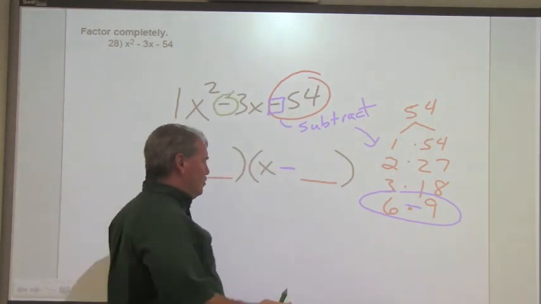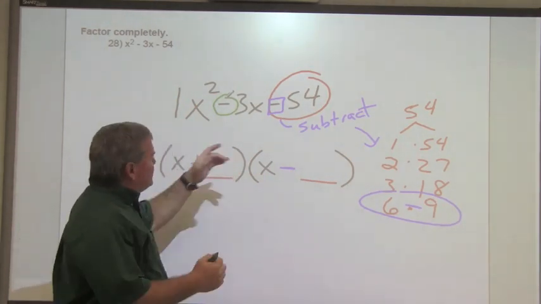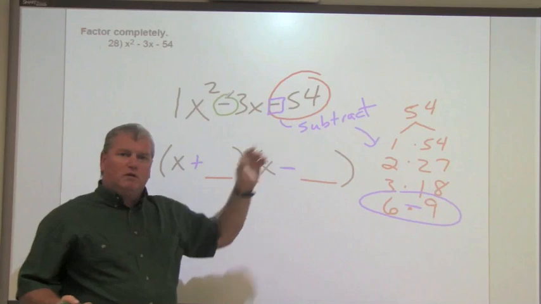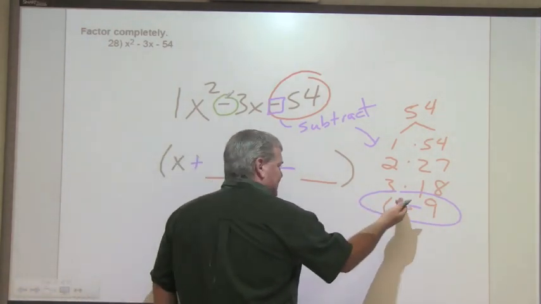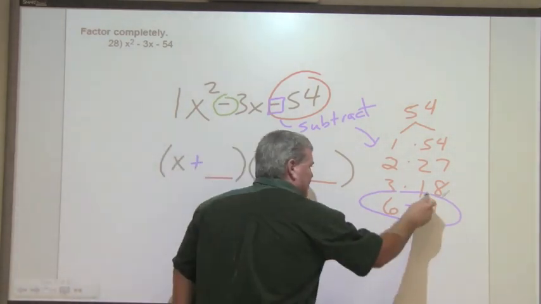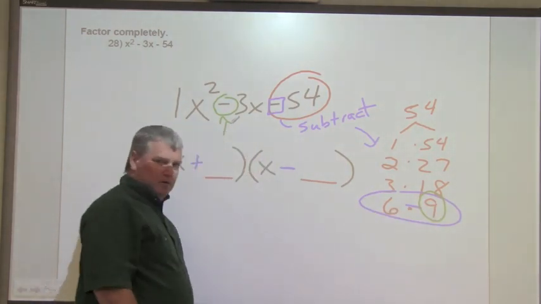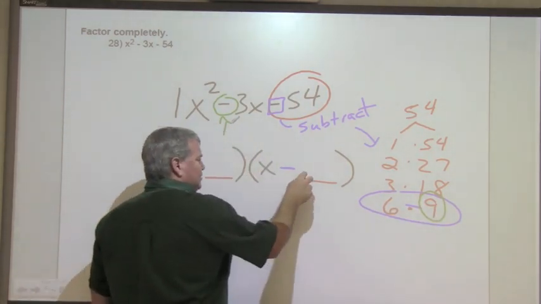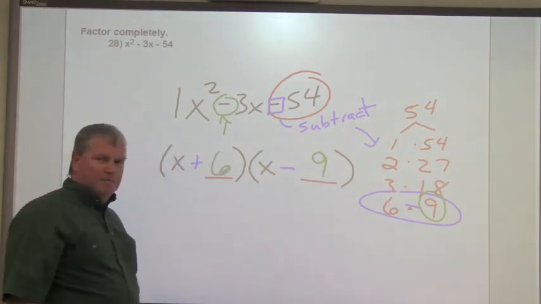So if we remember the rules of integers, when you're subtracting, you keep the sign of the larger. So you got a 6 and you have a 9. Which one's larger? The 9. So guess what? That middle sign's got to go with that number. So it's got to be a negative 9. So since I already have the negative sign here, I need the 9 here and the 6 here.